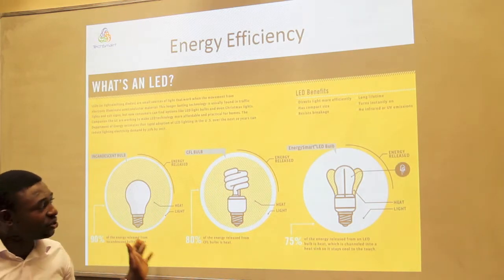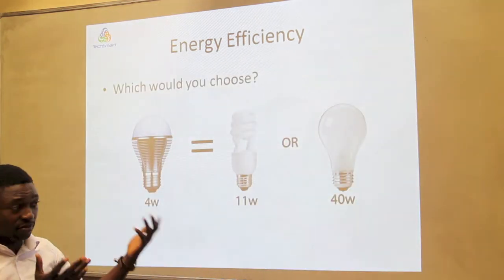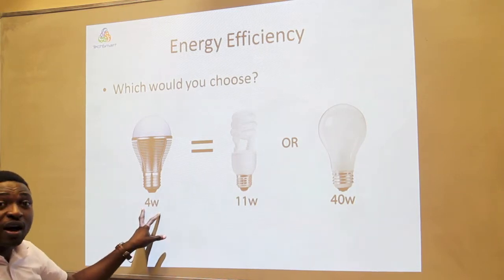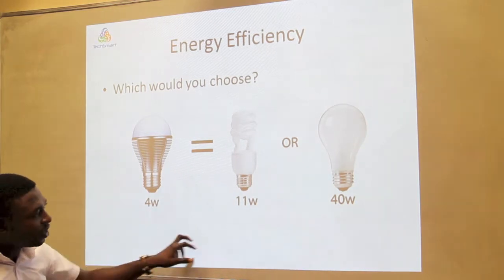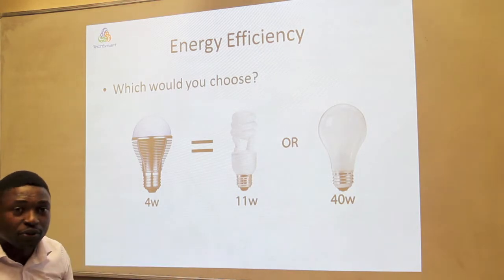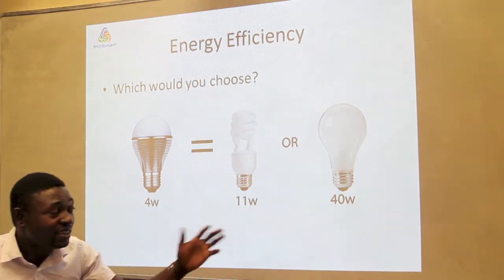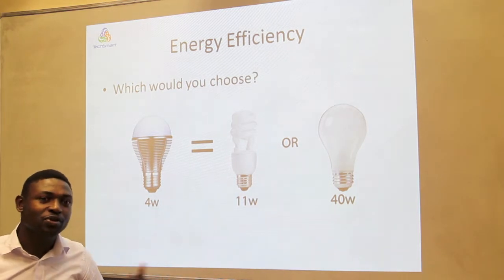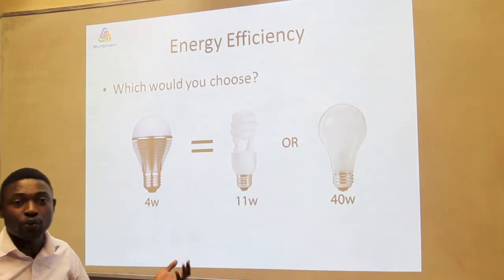So if they give you these choices, and they give you the fact that the LED lamps will only require 4 watts of energy, or the CFL will require only 11 watts, and the incandescent one will require 40 watts, because at the end of the day, most of it will still go into heat. Which one will you decide?